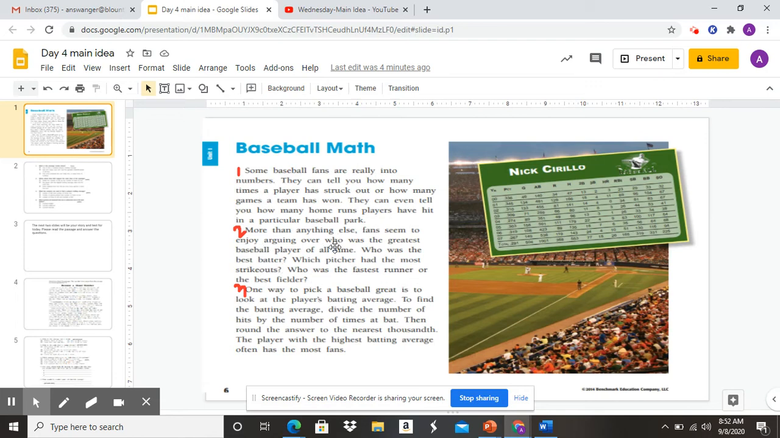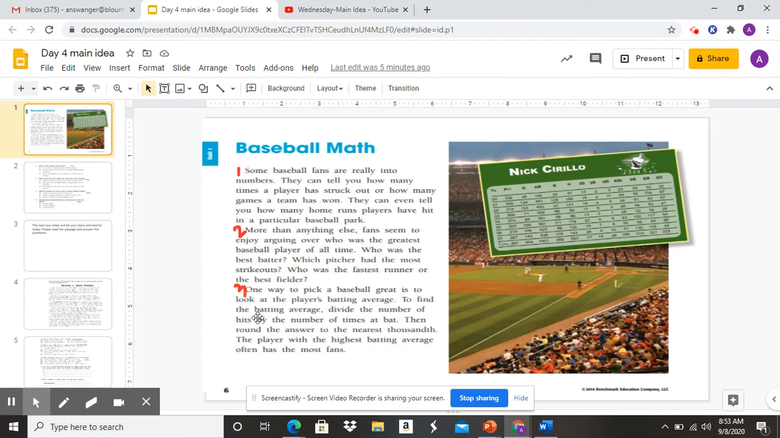Well, how do you think they support their argument of who was the fastest runner or who is the best fielder? Well, they figure that out by keeping up with all these numbers. So there's something else that tells me that baseball fans keeping up with numbers is something that keeps coming up in this passage. So that must be something that's important, or maybe that's what this passage is mostly all about.